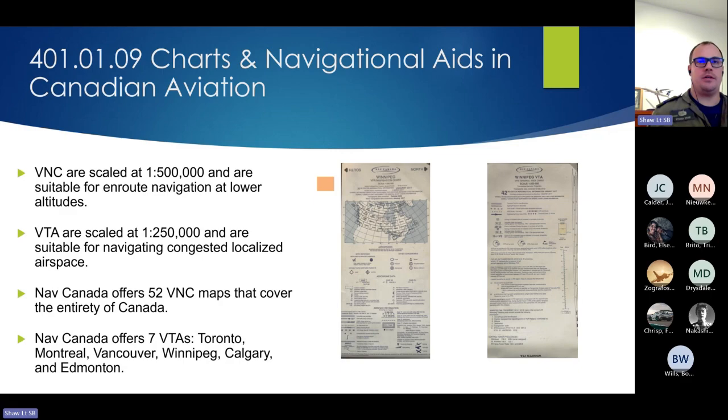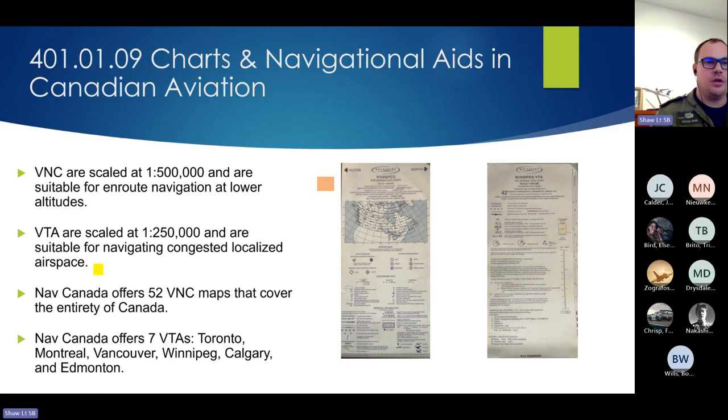VNCs are scaled at 1 to 500,000. You might need to know this. The VNC scale is 1 to 500,000, suitable for en route navigation at lower altitudes. Remember, that's a ratio or a scale. So 1 inch is equal to 500,000 inches, or if you were to measure 1 foot on that chart, it is equal to 500,000 feet in real life.